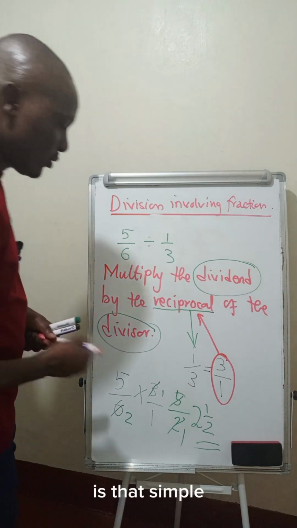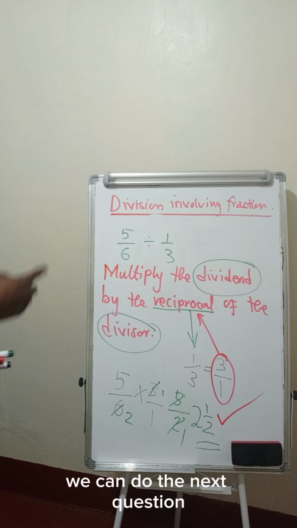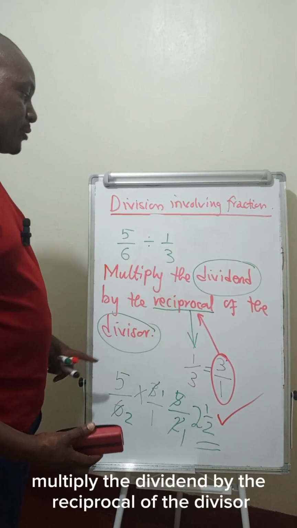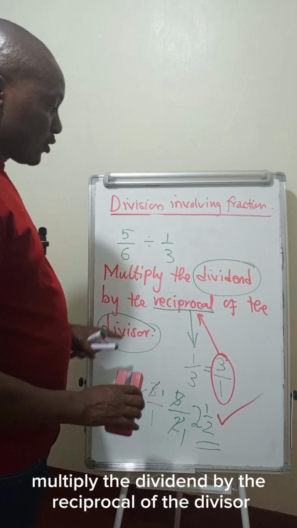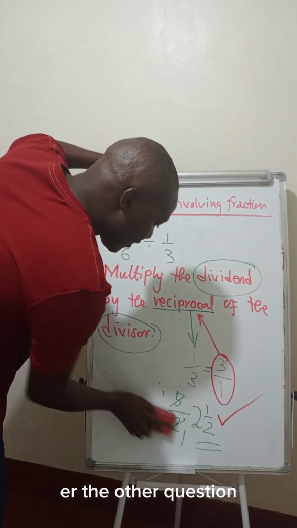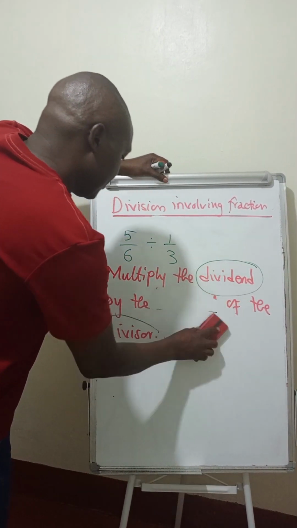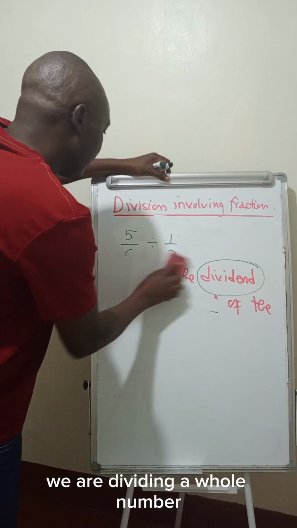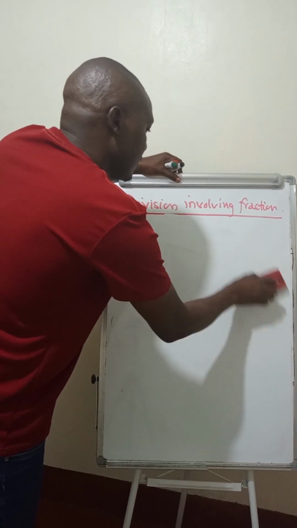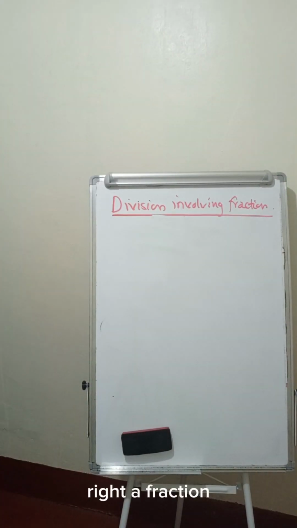It is that simple. We can do the next question. Remember this: multiply the dividend by the reciprocal of the divisor. Just one statement. The other question is where we are dividing a whole number by a fraction.